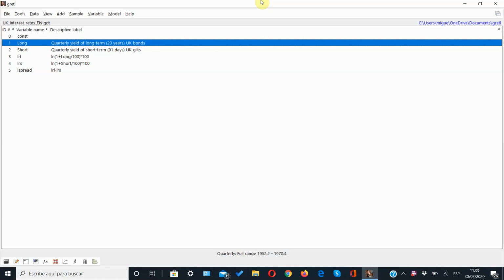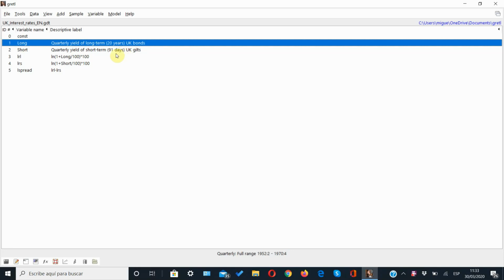Okay, guys, let's review now the practical case UK interest rates ENGDT that you can download from the virtual campus. It is based on the relationship between two financial variables. Long, which is the quarterly return of long-term UK bonds, and short, which is the analogous return for short-term UK gilts. Short-term in this case means 91 days.